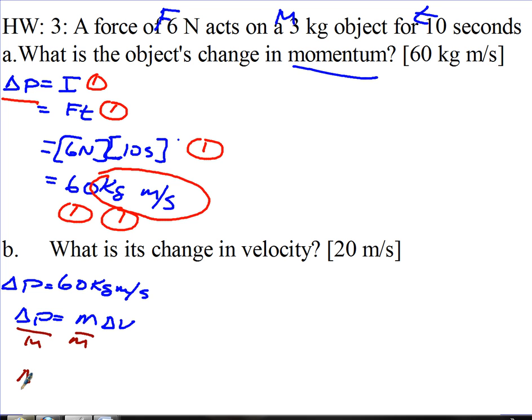So I have delta v is equal to the change in momentum divided by the mass. Well, the change in momentum is 60 kilograms meters per second, and the mass is 3. I should have written out my givens. So I get 20 meters per second.